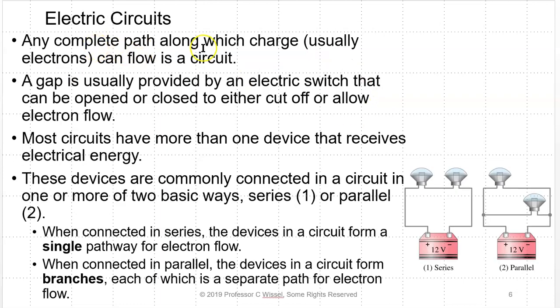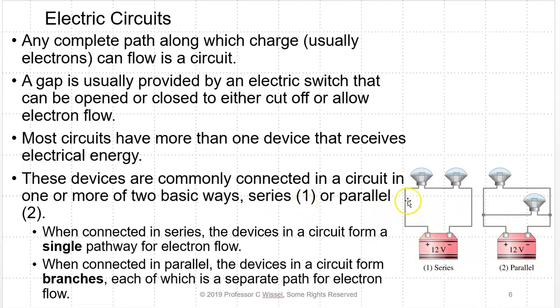Now, any complete path along which charge, usually electrons, can flow is a circuit. A gap is usually provided by an electric switch that can be opened or closed to either cut off or allow electron flow. The other way you can do it is just disconnect it. Most circuits have more than one device that receives electrical energy. These devices are commonly connected in a circuit in one or more of two basic ways: series, parallel, or combination, which is not shown. We talked about this when we talked about capacitors.